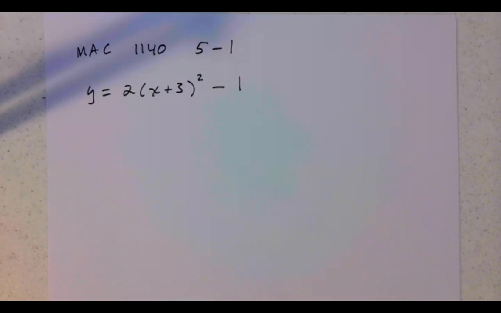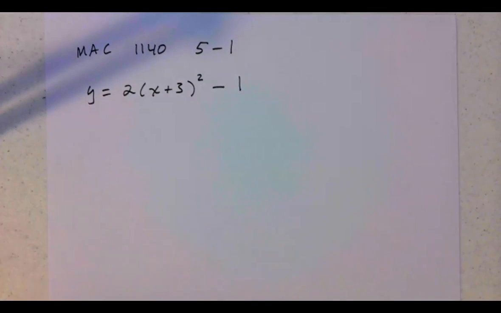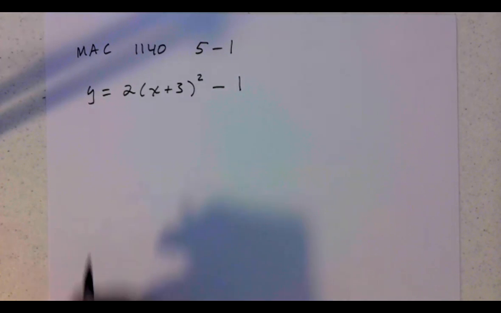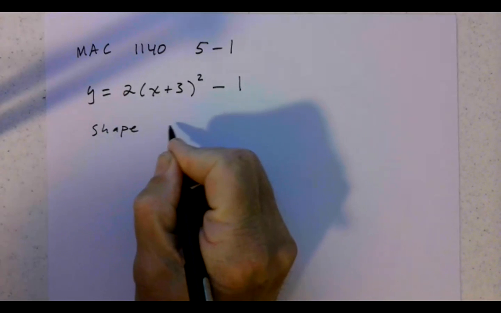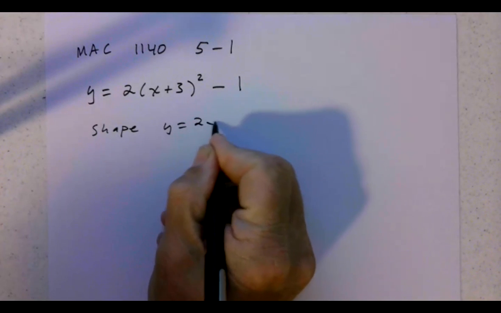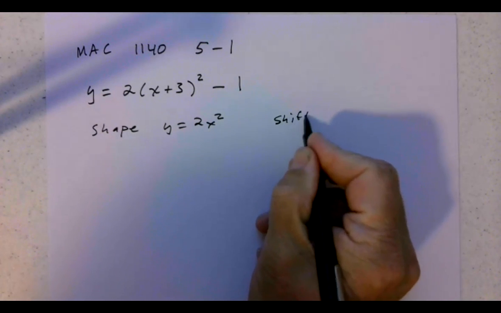So we want to graph y equals 2 times (x plus 3) squared minus 1. So what do we have here? What's our shape? The shape of this graph is y equals 2x squared. And then we're going to shift it 3 left and 1 down.